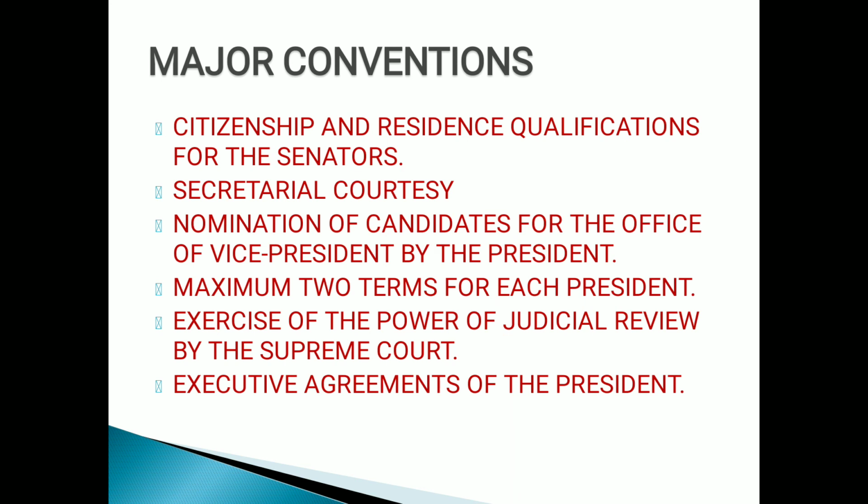Then, maximum 2 terms for each president. Now it is a constitutional provision that no person can hold the office of president for a third time. A person can remain president for a maximum of 2 terms only. This started as a convention when the first president, George Washington, refused to contest election for the third term. This practice was also followed by subsequent presidents like John Adams, Thomas Jefferson, James Madison, James Monroe. This gave rise to the convention of holding presidential office for a maximum of 2 terms. This convention was incorporated as law by the 22nd Amendment. This was done to plug the breach of the convention committed by President Franklin D. Roosevelt, who remained president for 4 successive terms.